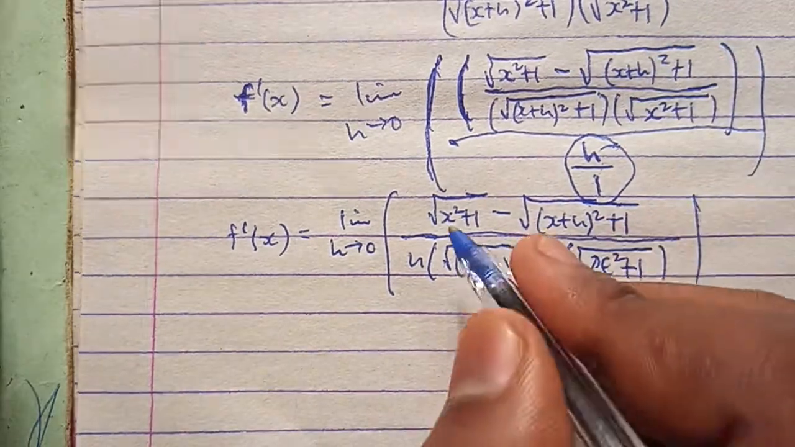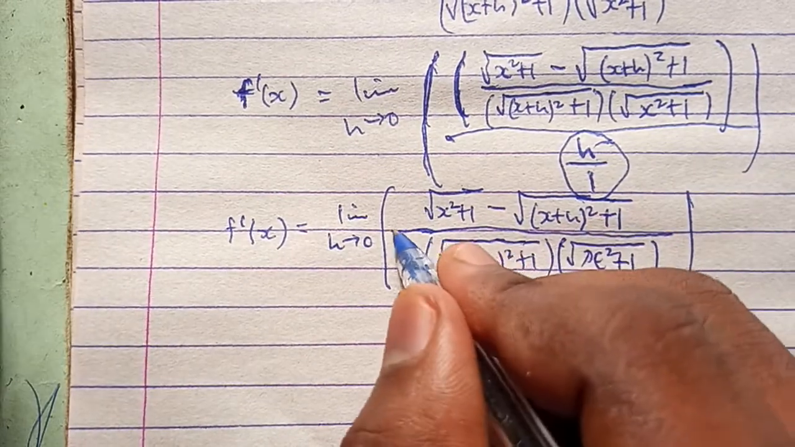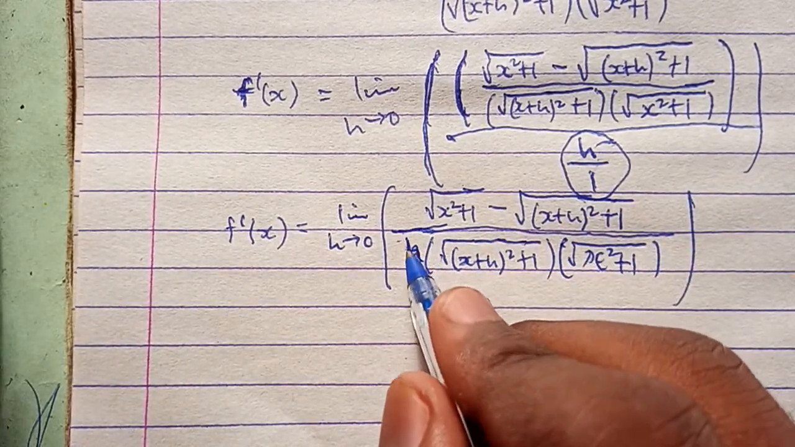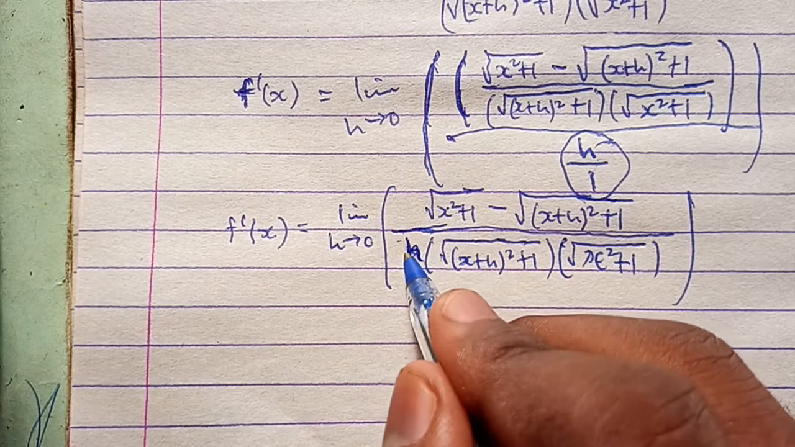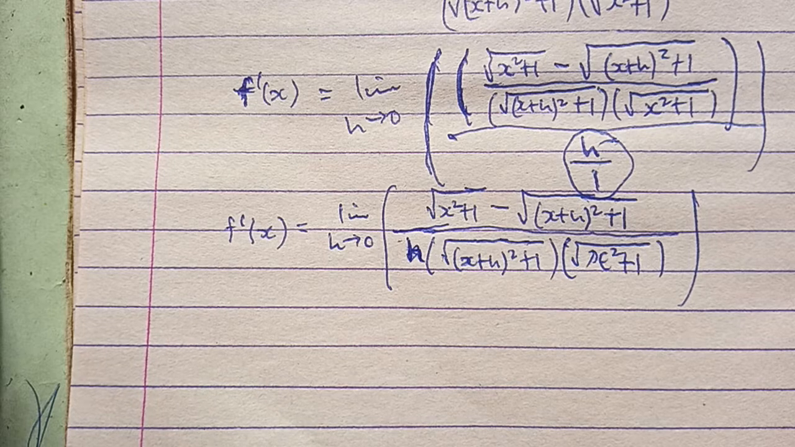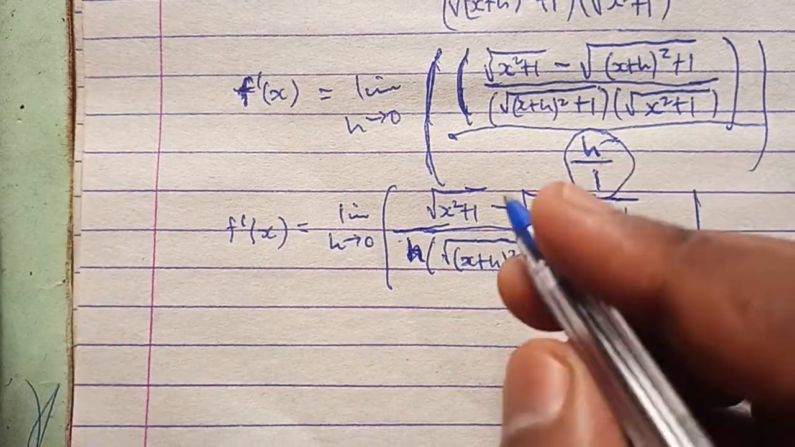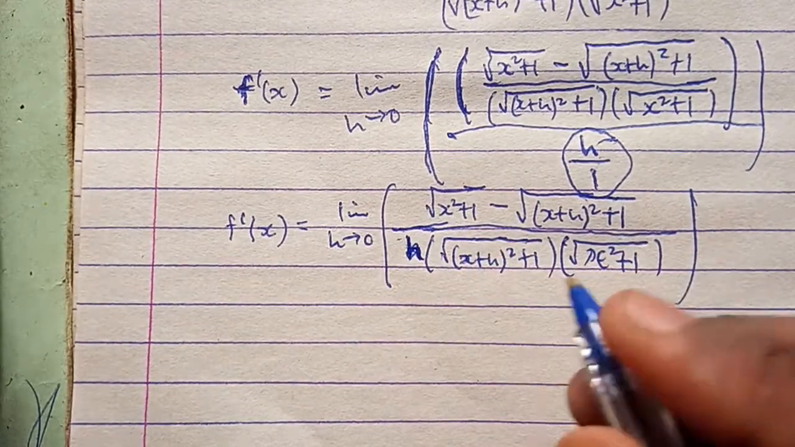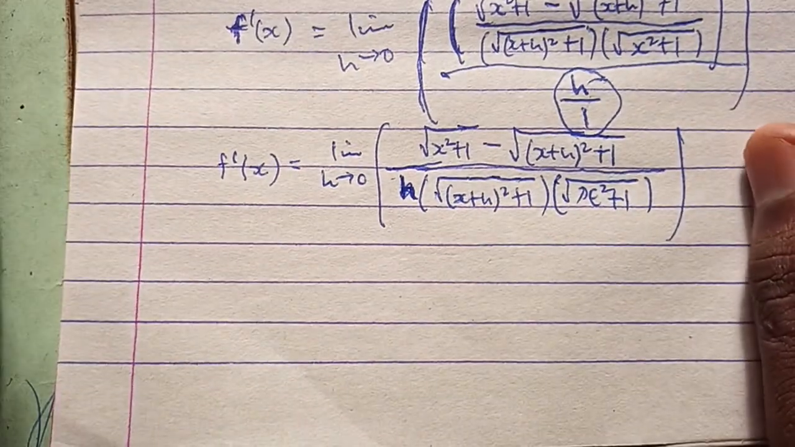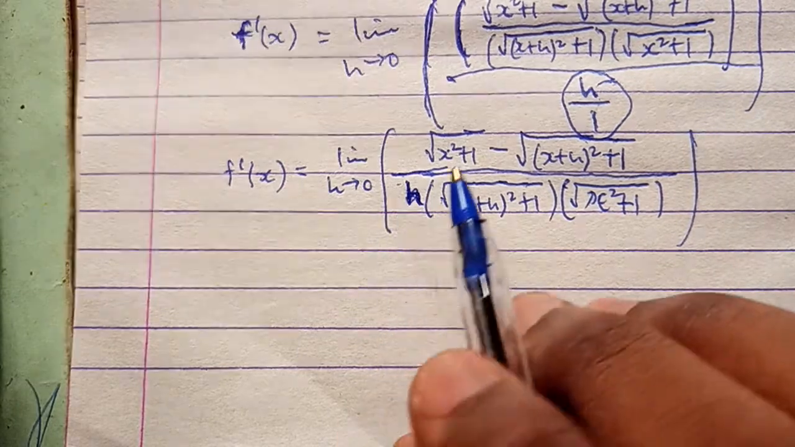Noticing that when we substitute h at this instant, we will get 0 at the denominator, because 0 substituted here will be multiplying by all this, which will give us 0. So we will have to do away with that h, which is the main obstacle giving us an undefined expression. So how are we going to do away with that?